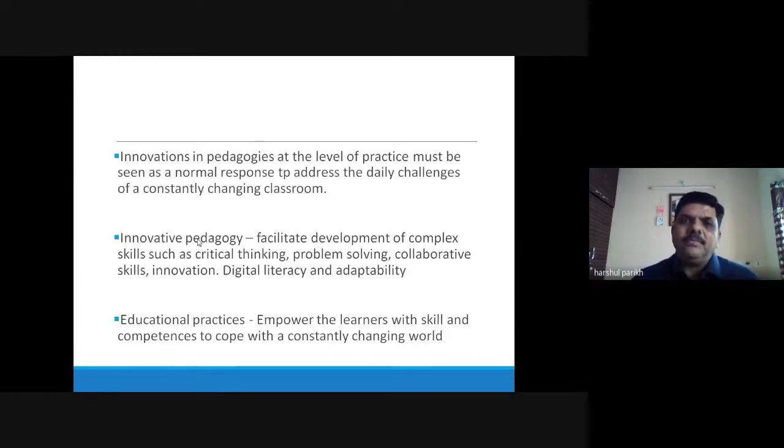We know that the world is changing so fast. Employer demand is constantly changing. They need skillful youth for their enterprises. And in such cases, our method of teaching is such that we can develop competencies. This modern pedagogy should build competencies to cope with constantly changing world demand.